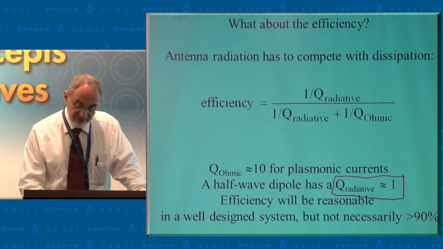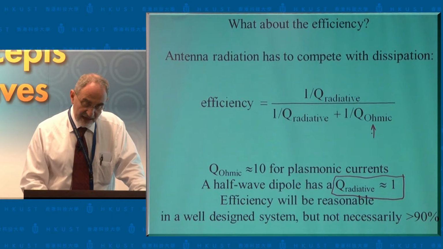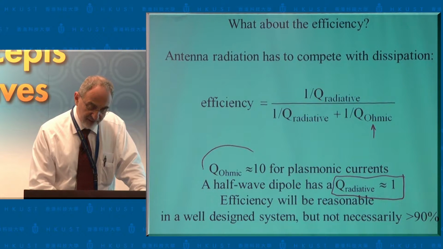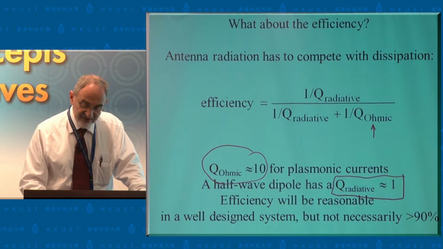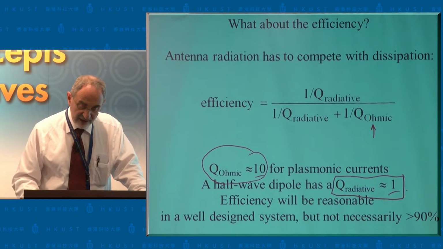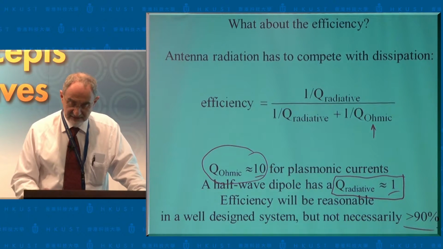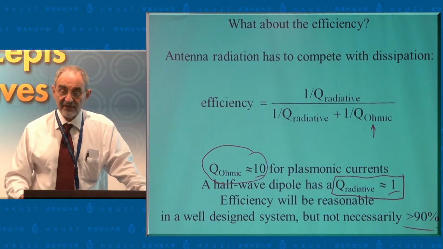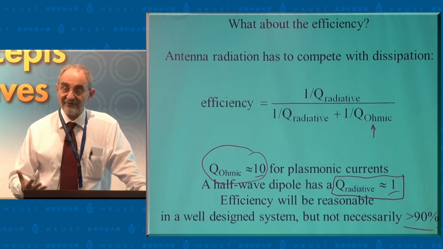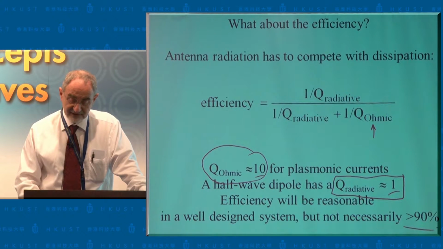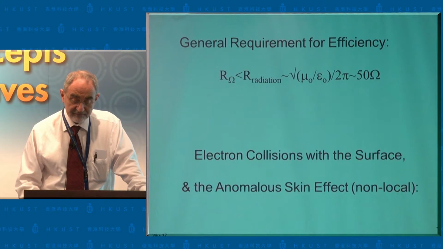Now, of course, that has to fight with the ohmic losses. Now, in plasmonics, we often have an ohmic loss Q around 10. And if that's the case, you'll see that they just look at the Q of 1 versus the Q of 10, and you end up with an efficiency of the order of 90%. So efficiency is very important. There's no point having a fast communications LED unless it's also efficient.